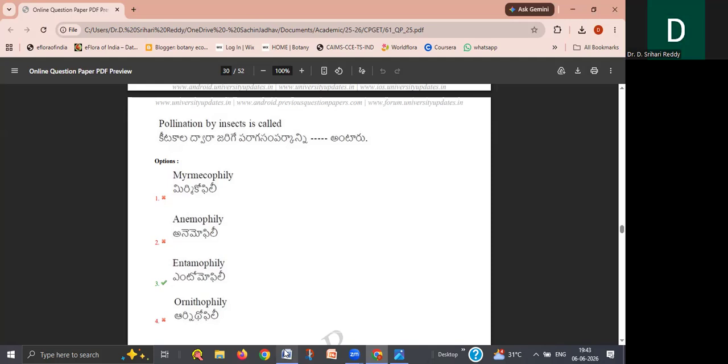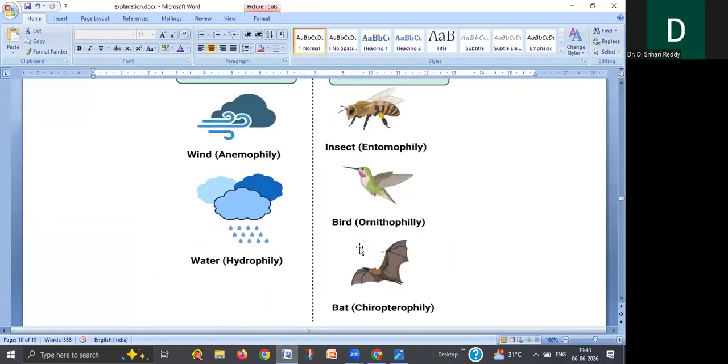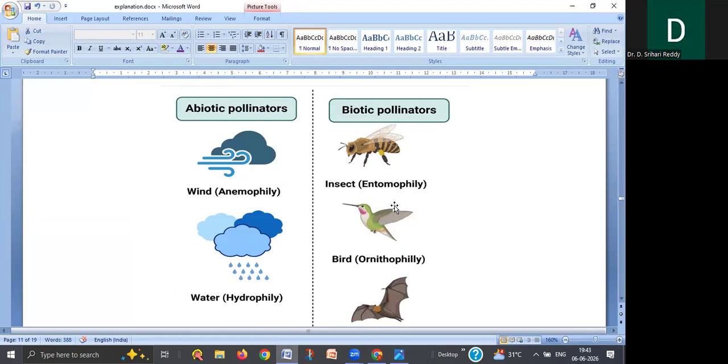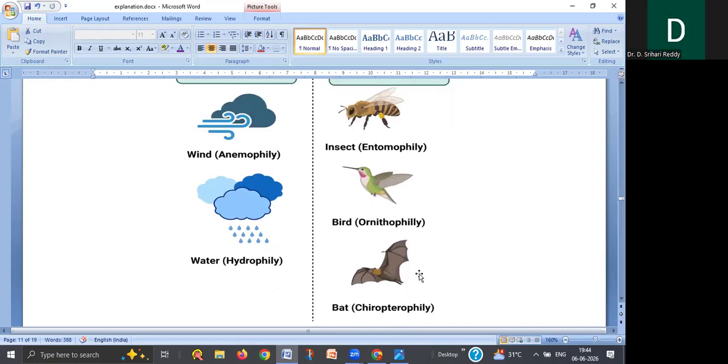Here I want to show you one diagram. Abiotic pollinators and biotic pollinators. Abiotic pollinators means wind-mediated pollination, anemophily. Water-mediated pollination is called hydrophily. Among biotic pollinators, insect-mediated pollination is called entomophily, and bird-mediated pollination is called ornithophily. There is bat-mediated pollination also, chiropterophily. So you must remember all these names. Chiropterophily is bat-mediated; bats mediate the pollination.